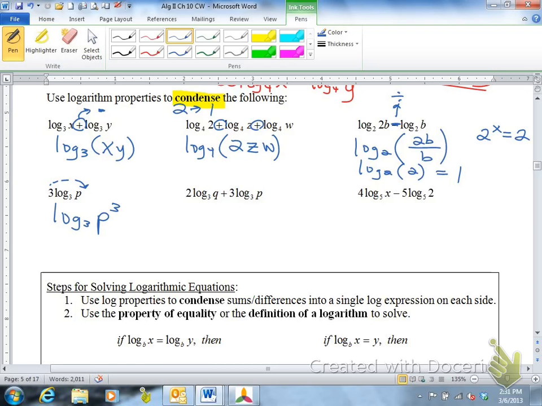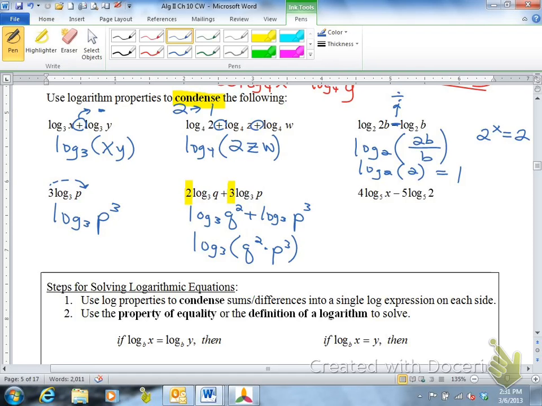The next one's really important with order of operations. If you have a 2 and a 3 for coefficients, you have to move the coefficients first, before you condense the sum. So this would be log base 3 of q squared plus log base 3 of p cubed. And now notice you have a sum of 2 logs. You can condense a sum to be a product. So you'd have log base 3 of q squared times p cubed.